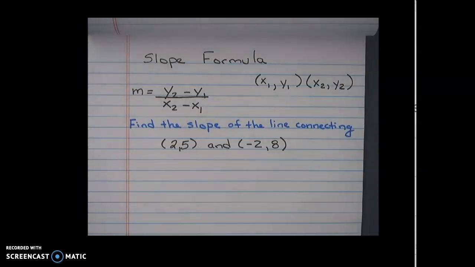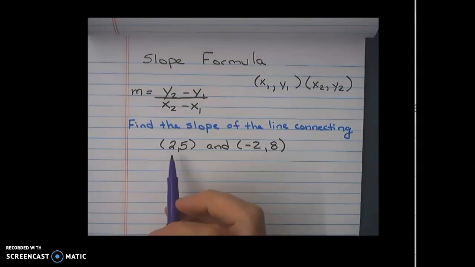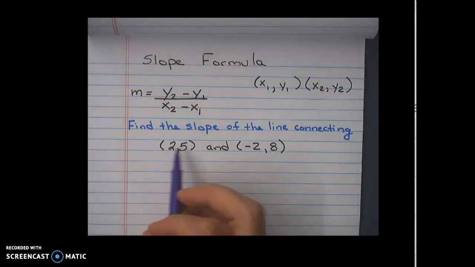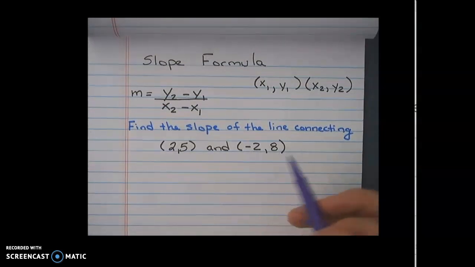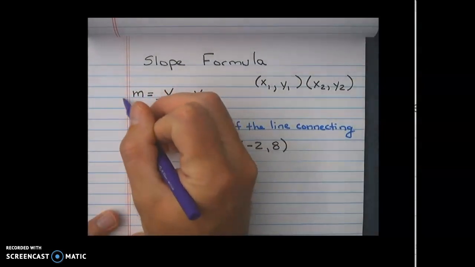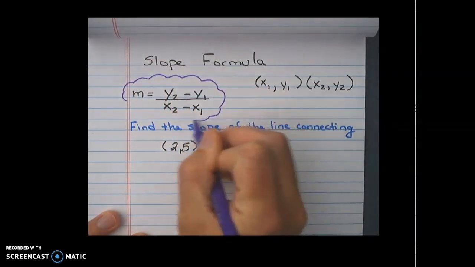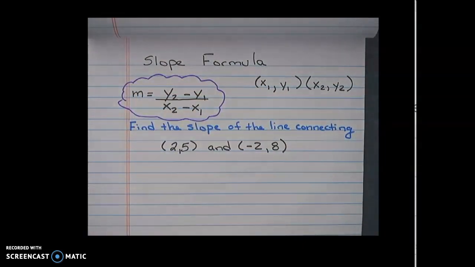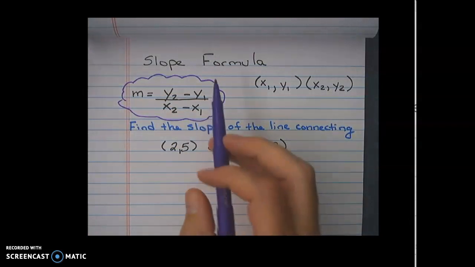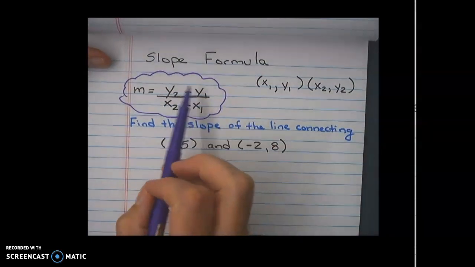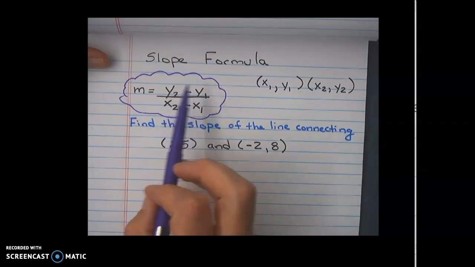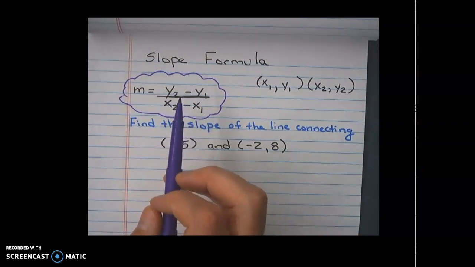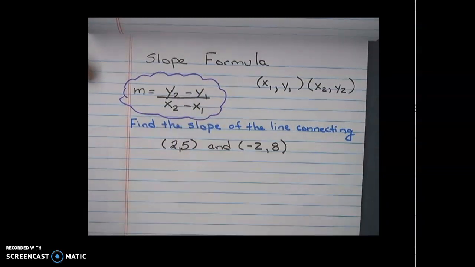It says, find the slope of a line that connects the point (2, 5), the point that's 2 over and 5 up, and the point (-2, 8), that's negative 2 over and 8 up. We're going to use this formula right here to help us find the slope or the steepness of that line. This formula helps us find the rise over run by looking at the y values, particularly on the top, and asking how far apart are the y values? To find the distance or how much it went up or down, we can just subtract those two numbers to figure out how far up and down it went.